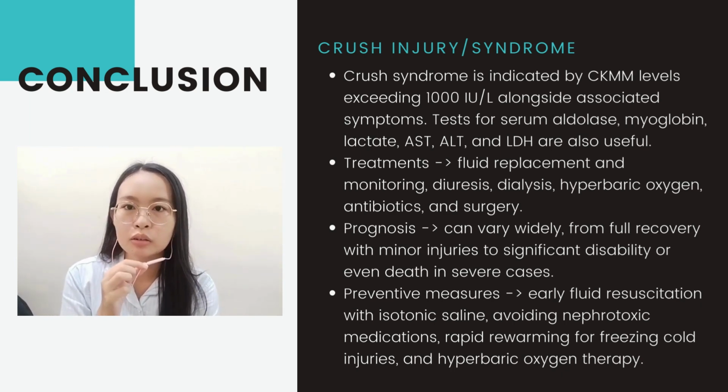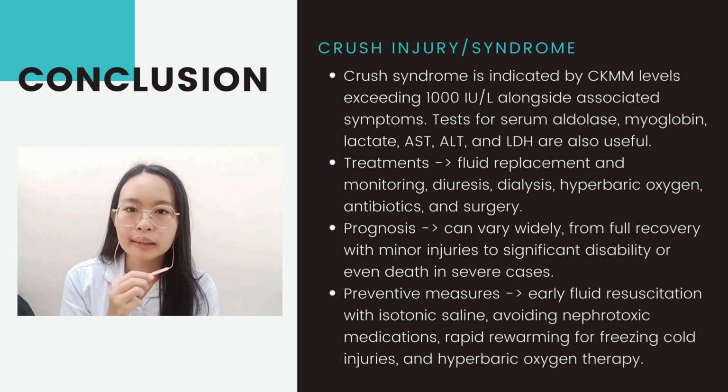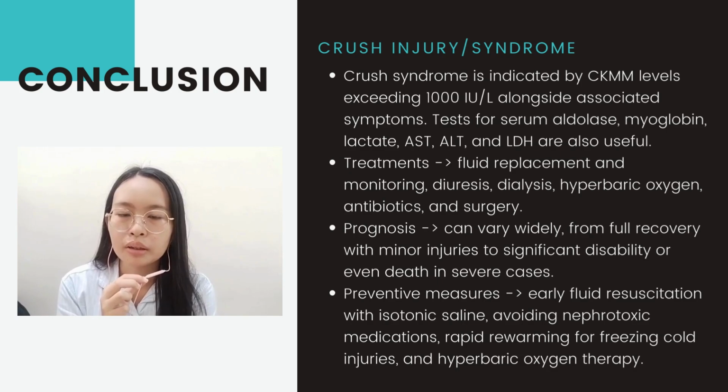Crash injury treatments include fluid replacement and monitoring, diuresis, dialysis, hyperbaric oxygen, antibiotics, and surgery. The prognosis of a crash injury can vary widely. Early fluid resuscitation with isotonic saline, avoiding nephrotoxic medications, rapid rewarming for freezing cold injuries, and hyperbaric oxygen therapy are preventive measures against complications associated with crash syndrome.